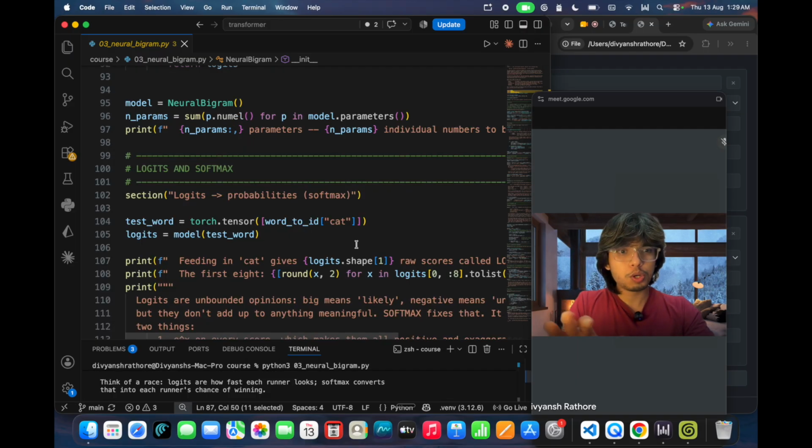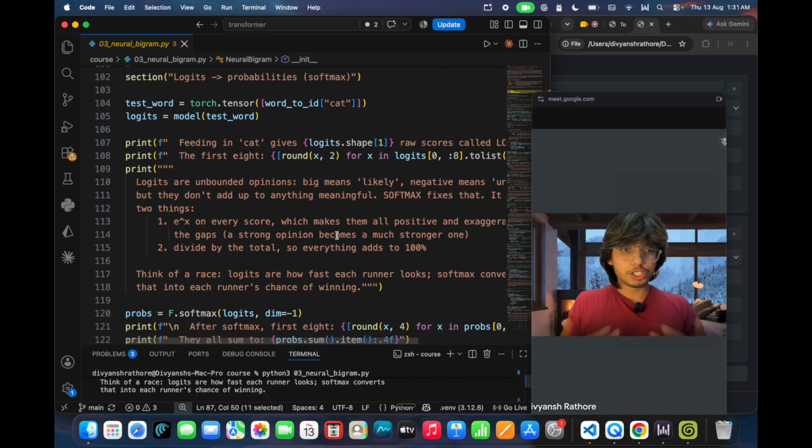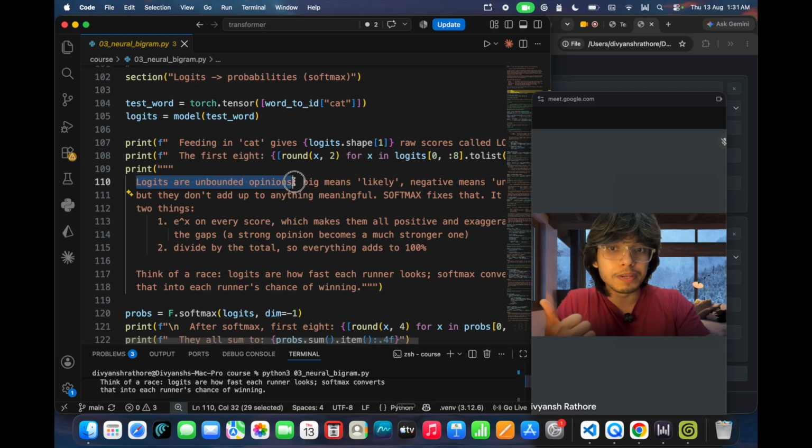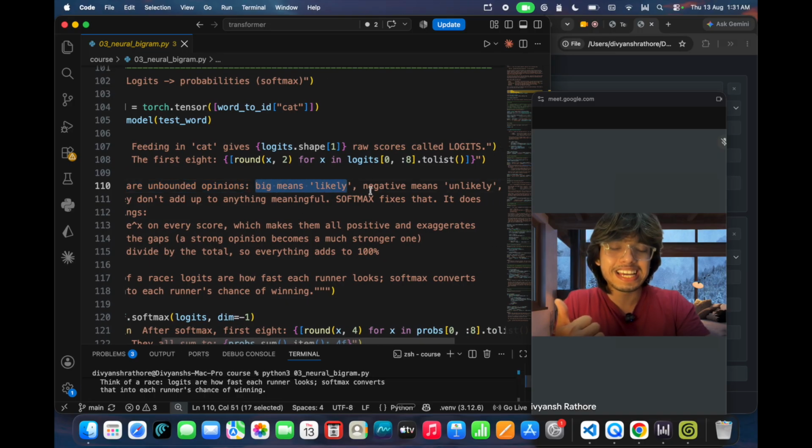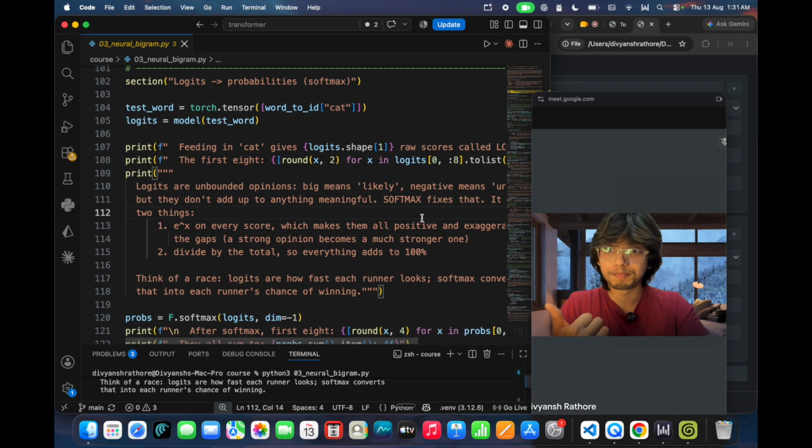Also in this video, I want you to get familiar with more terms and terminologies like logits, softmax, cross-entropy loss, gradient, optimizer, and all of that. I'll help you do that as well. Just now I explained that these 32 numbers will give us an output of 500 numbers. Now these 500 numbers are nothing but logits. Read here: logits are unbounded opinions. Big means likely, negative means unlikely. But they don't add up to anything meaningful.